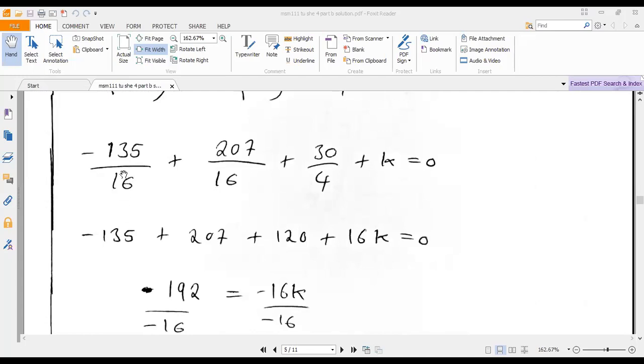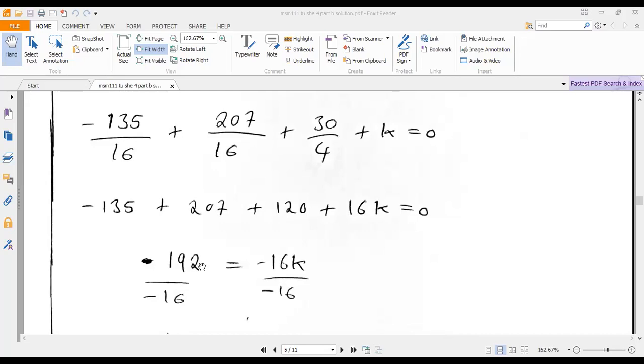When you multiply throughout by 16 here, you have -135 plus 207 plus 120 plus 16k is equal to 0. Then keep in mind that we're solving for k, right? So when you add -135 plus 207 plus 120, you're having 192, which is there.